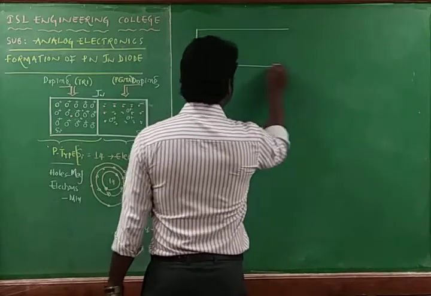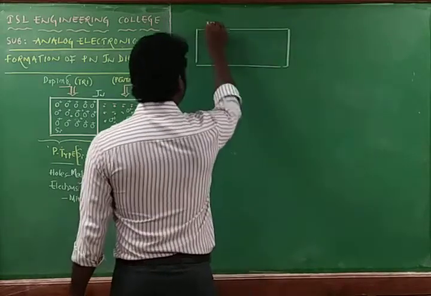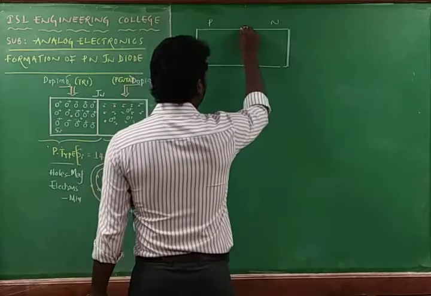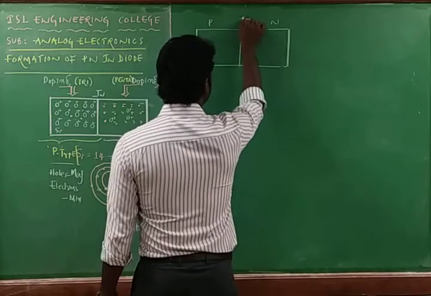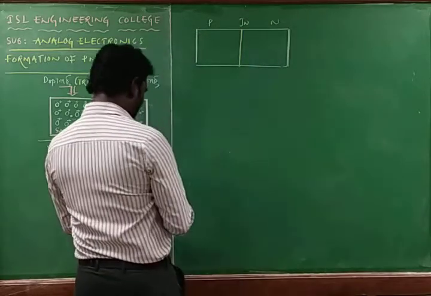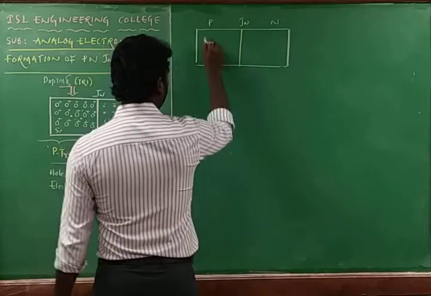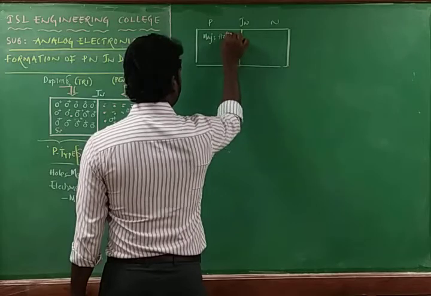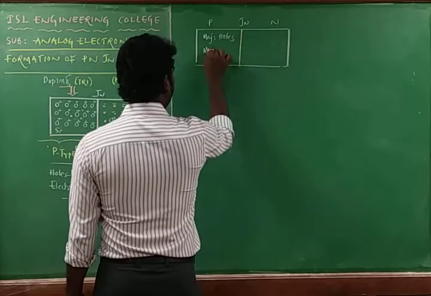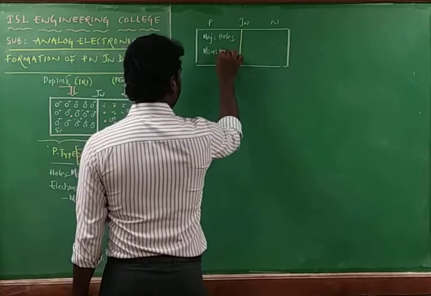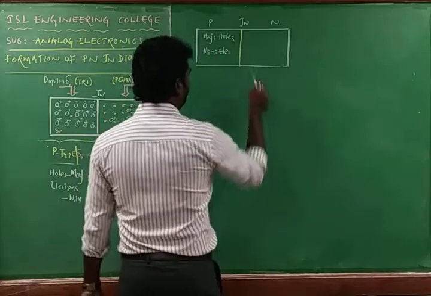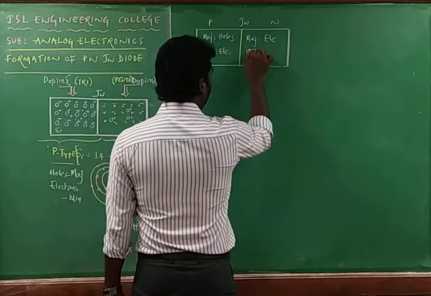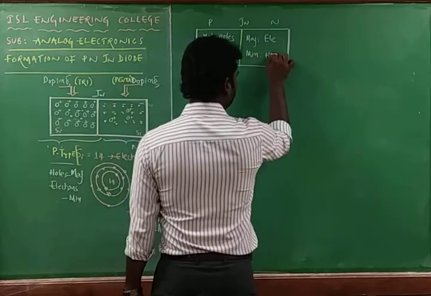So now I am going to make the P-N junction diode by taking the same structure. This is the P-type semiconductor. This is the N-type semiconductor. And here we have the junction. This is the PN junction now. In the P-type semiconductor, holes are more, so the majority charge carriers are holes, and the minority charge carriers are electrons. In the N-type semiconductor, the majority charge carriers are electrons and the minority charge carriers are holes.